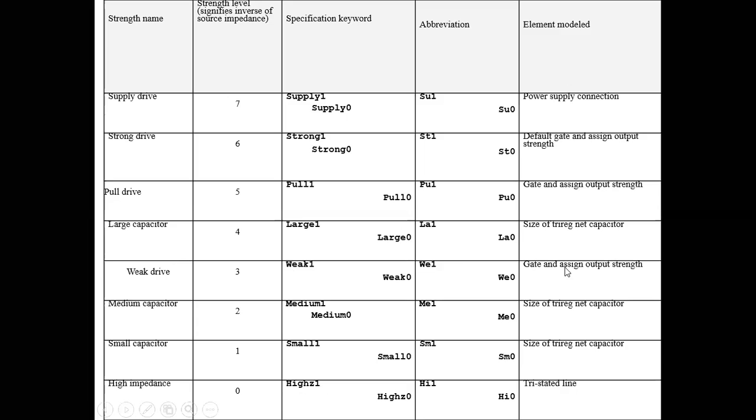Gate and assign output strength. Here is the large capacitor, this is a medium capacitor, and these are the small capacitors. Here is the high impedance, which is the least significant one. High Z1, high Z0, HI1 and HI0, tri-state.